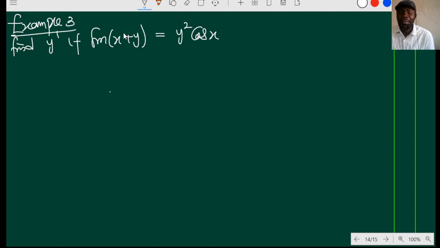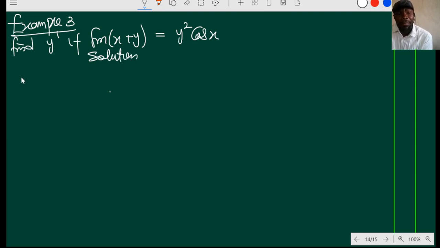On the left side of this equation, where we have sine of x plus y, to differentiate that we are going to apply the chain rule. But the second part, where we have y squared cos x, we are going to apply the product rule. That is the reason why all these rules are very important to know. That is the embryonic stage of differentiation. So let's start solving this and have a solution.